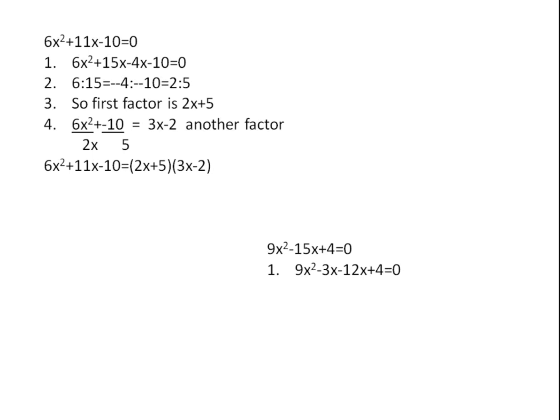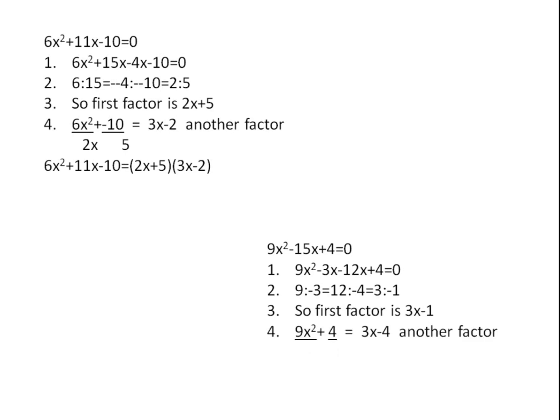So also we need to check the ratio here. 9 is to minus 3 is equal to minus 3 is to 1. And minus 12 is to 4, which is nothing but minus 3 is to 1 again. So we have our term 3x minus 1, and we get the second term by dividing the first and last term. How? 3x minus 4. So we got the value here: 3x minus 1 into 3x minus 4 gives us the quadratic expression.